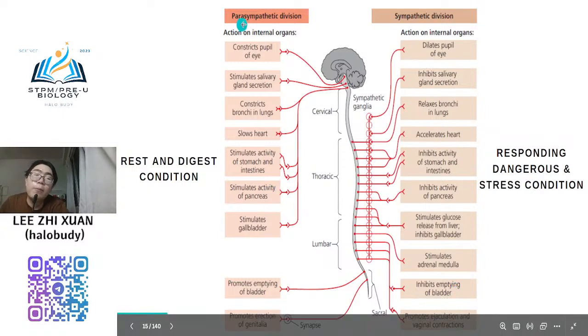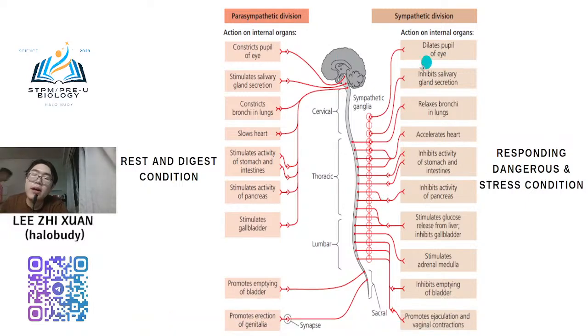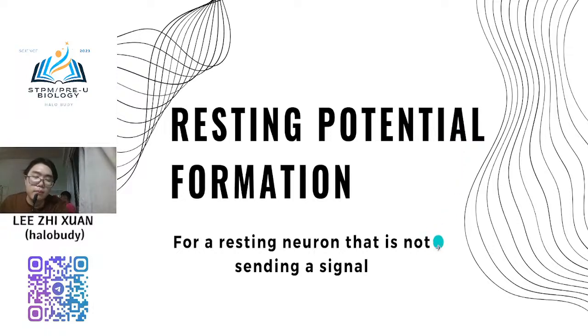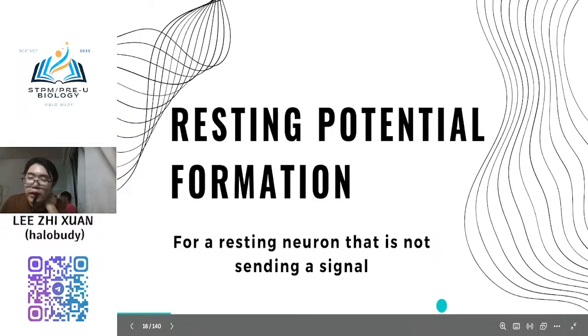And then the parasympathetic is the reverse action of the sympathetic. Okay, so that's all for the differences between parasympathetic and sympathetic. Any questions so far? I think no questions. Okay.